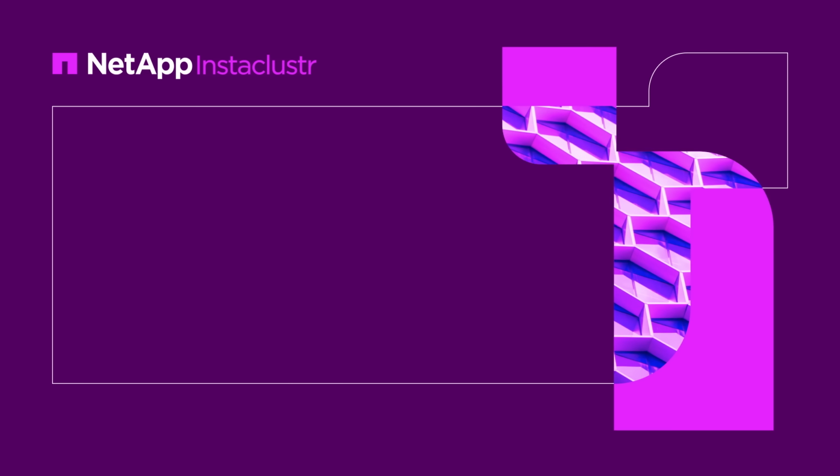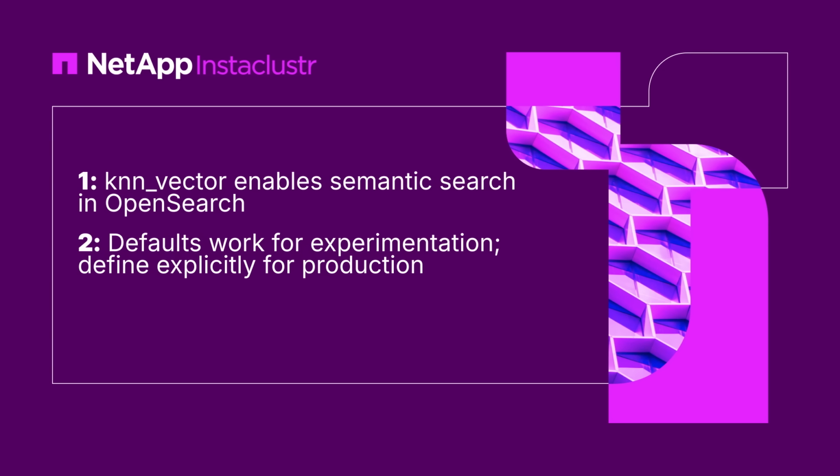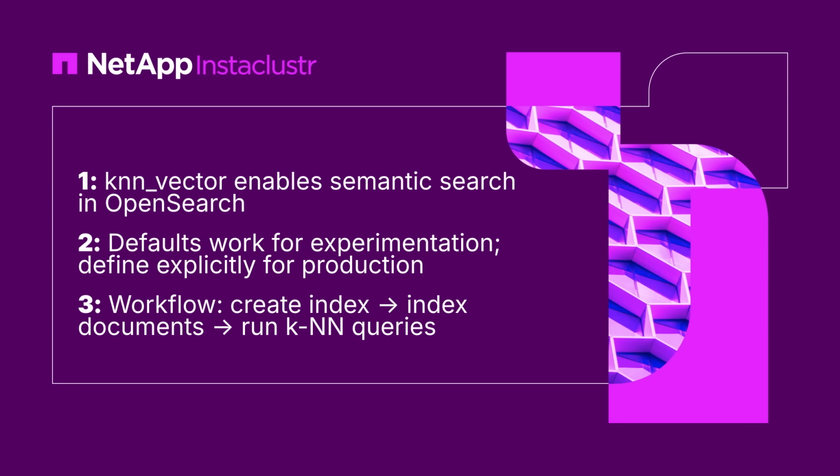3 quick takeaways. 1. KNN vector is the field type that enables semantic search in OpenSearch. 2. The defaults work well for experimentation, but in production, explicitly define your parameters to match your embedding model. 3. The workflow is always the same. Create the index, index documents with embeddings, and run KNN queries.